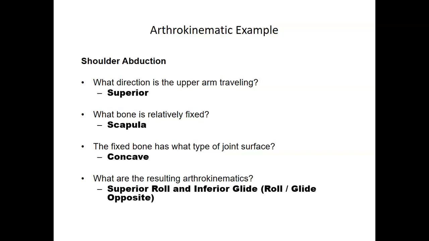But if we're talking about a closed chain like a push-up, the hand is relatively fixed. So let's do the radiocarpal because I think that's more obvious. If your hand is fixed on the ground and you're pushing up from a push-up, the bone that's relatively moving more is your radius and ulna. So then it would be a closed chain. So it would be the concave moving on the convex.